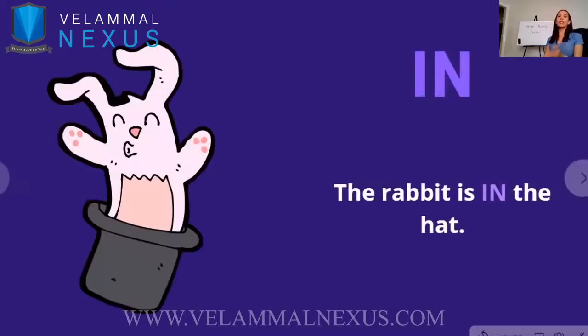So the first one is in. The rabbit is in the hat. Pay attention to the picture, pay attention to the sentence. The word that you have in capital letters is the preposition, which is also a different color. The rabbit is in the hat.